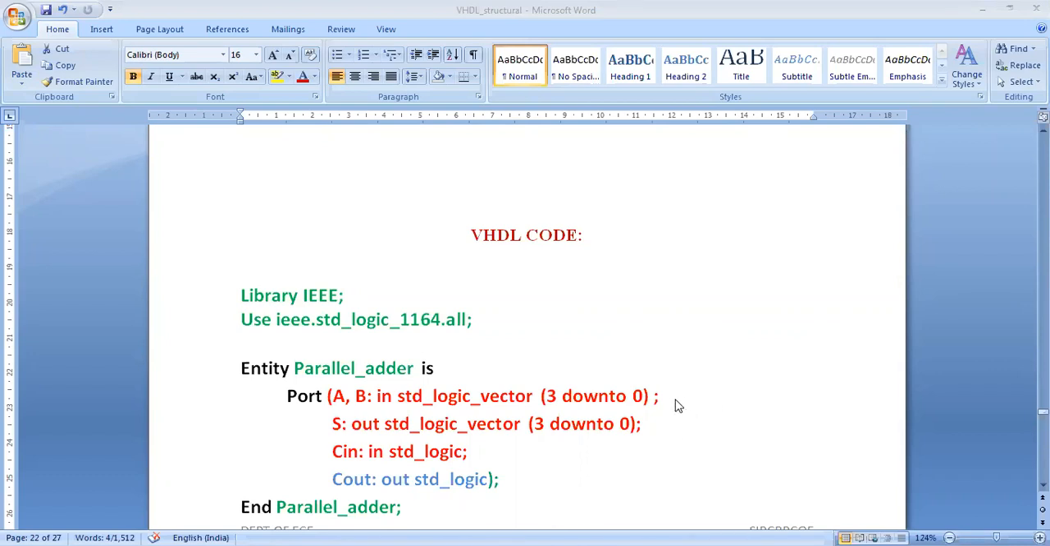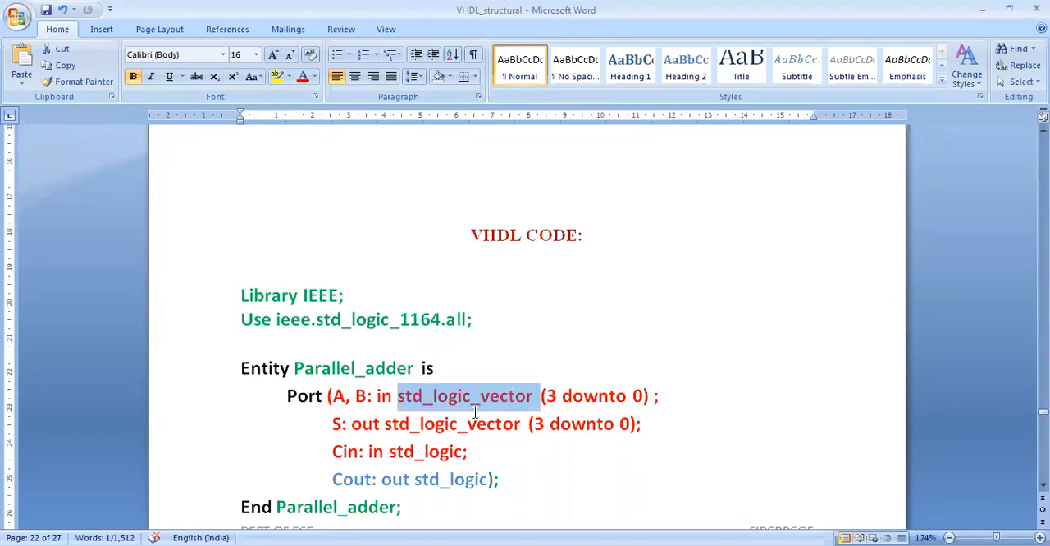So start with writing library and package, right? And after that, what you have to do? You have to write the entity of the circuit. What is the entity here? The entity name is parallel adder, because we are taking the addition circuit, the adder circuit. Okay. So now the entity is parallel adder. You know what the inputs and outputs are, right? So now see here, the A and B are the vectors, standard logic vectors, because they are the operands.